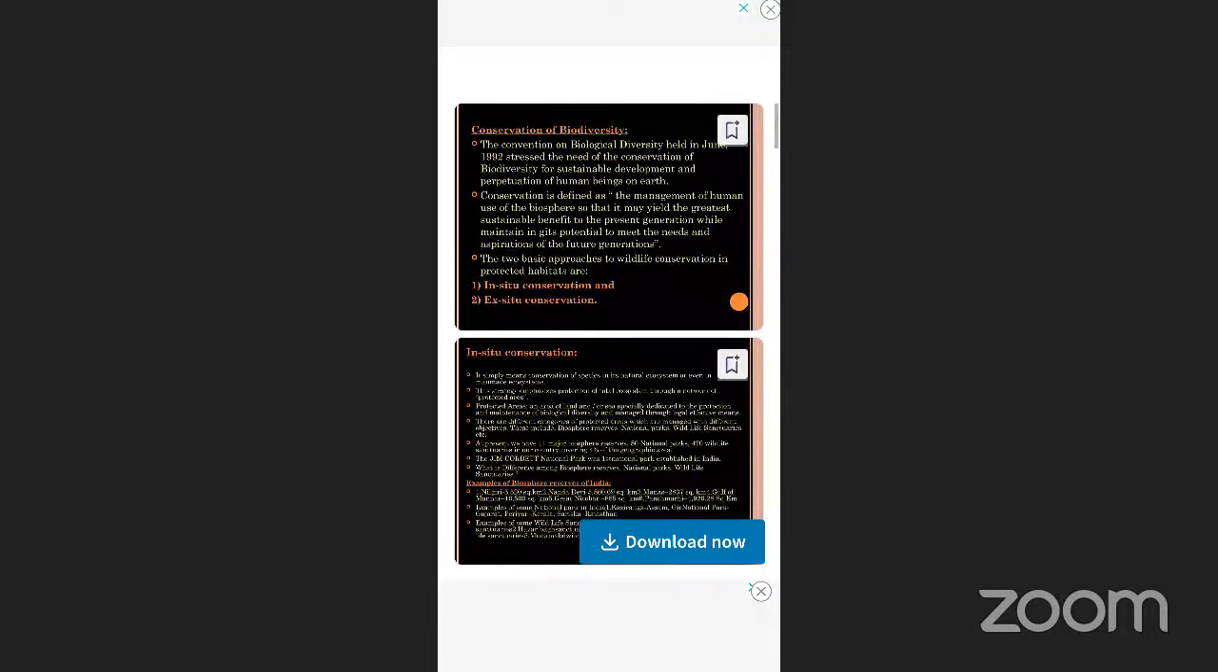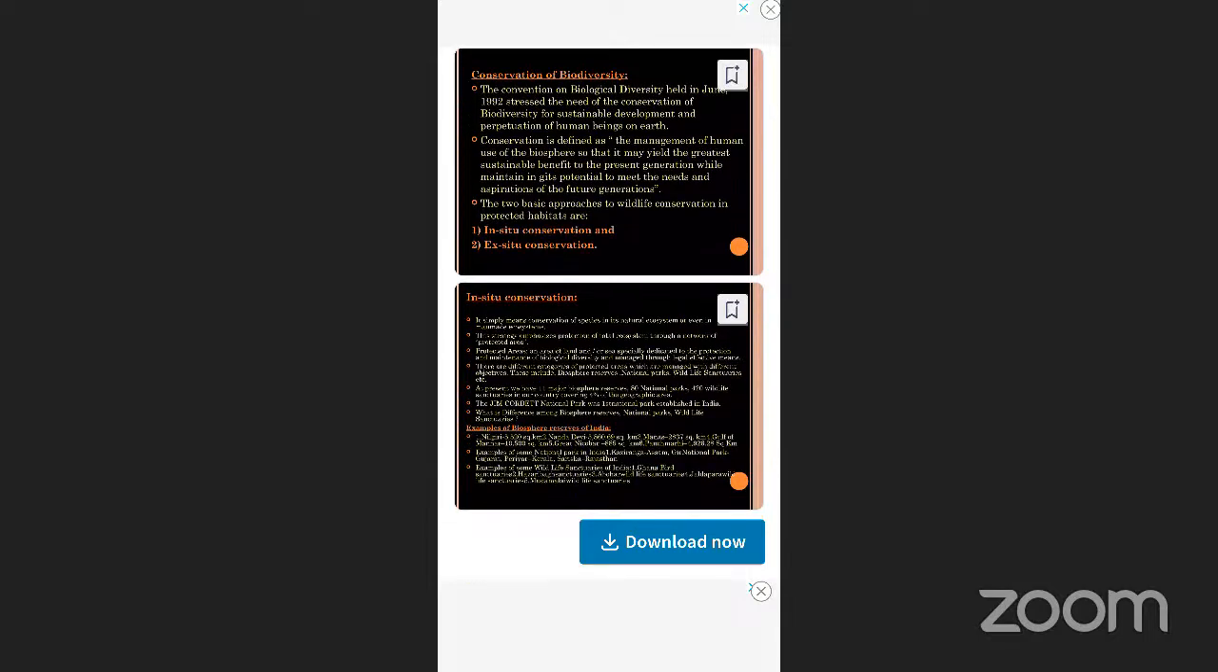In situ conservation is mainly within the habitat. The best examples of in situ conservation are sanctuaries, natural reserves, natural monuments, cultural landscapes, and biosphere reserves. Sanctuaries number 543 according to 2023 data. And the biosphere reserves number 18.